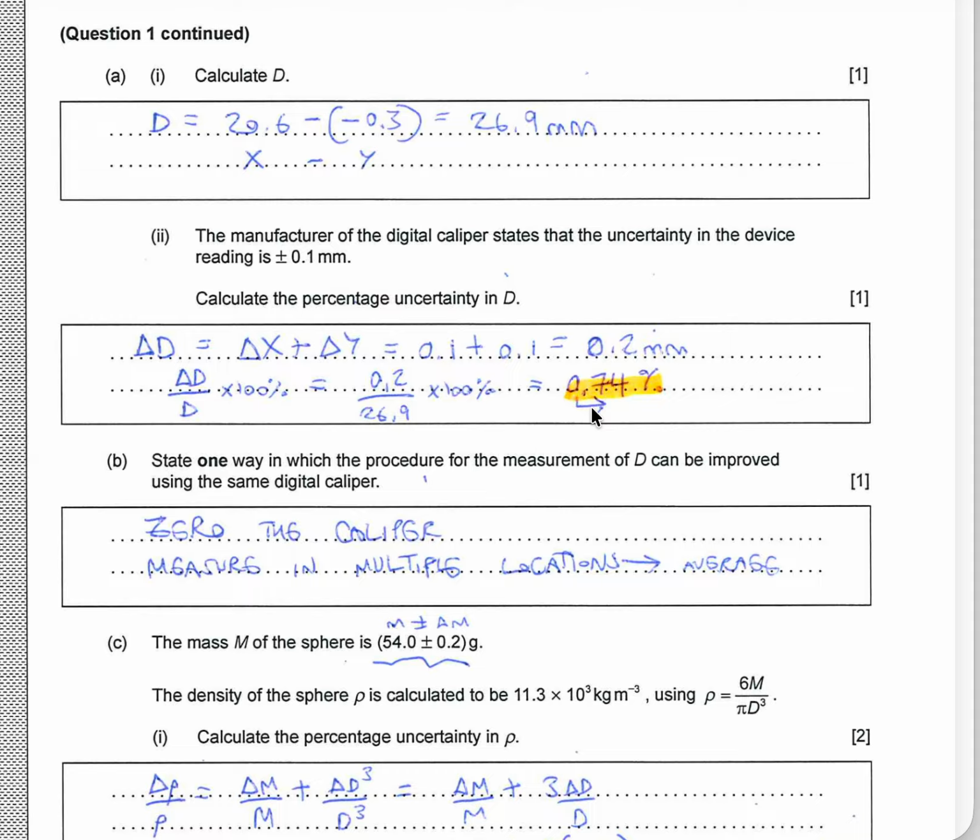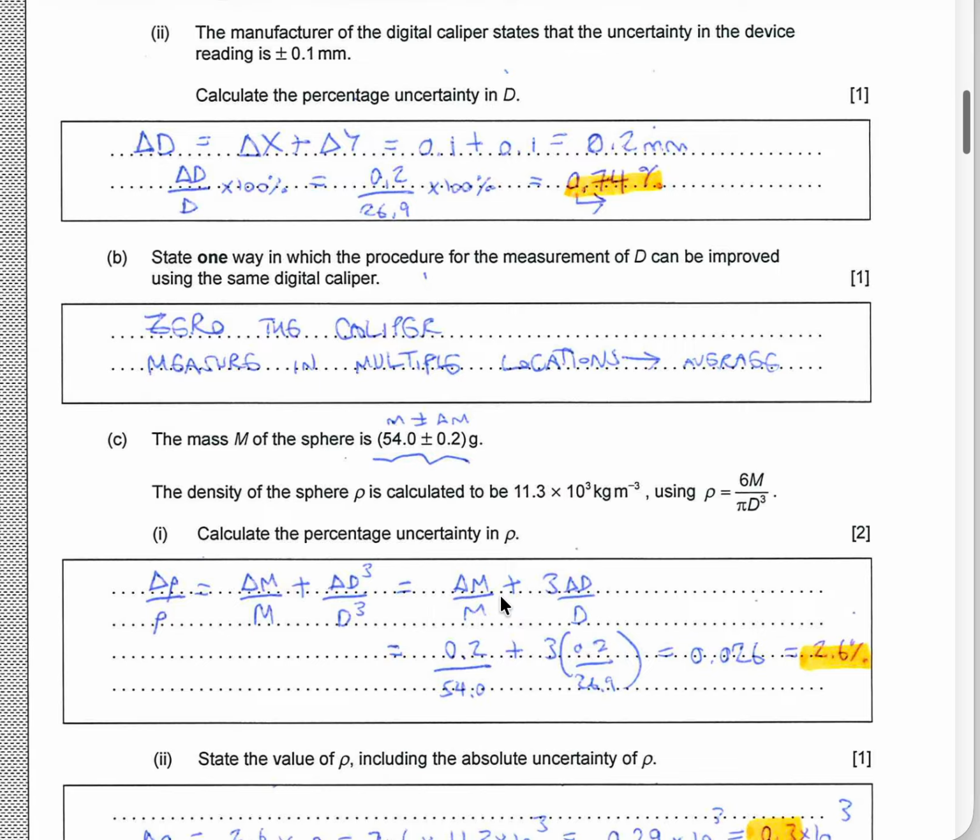Now, if we go on to B, we're asked one way in which the procedure could be improved. Well, let's just think about that: zero the caliper. I was quite amazed. I wrote that down as a bit of a joke, and then I saw that that was actually an answer. Okay, I mean, I would suggest more things. Measure on multiple occasions is a really good one. There was a previous question about a wire with varying thickness. Well, the ball might have varying diameter as well. Okay, so measure multiple times and zero the caliper. That's more than enough for that one.